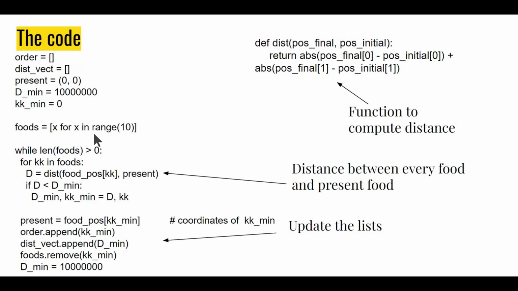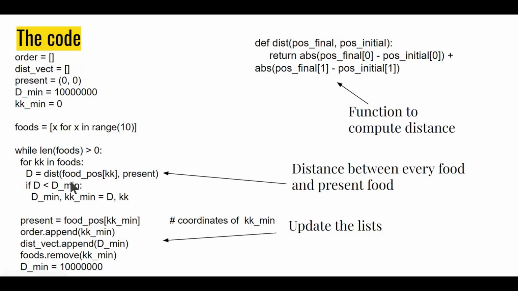Now, what I'm doing here is, like I said, I create a list called foods, which is exactly the same as the list of foods because that goes from 0 until 9. That's what this statement does. Now, I keep doing this while the list still has elements. So what I do is find the distance to every item in foods from the present item. Now, remember, when I start this algorithm, present is 0, 0. So I find the distance from every food item to the present position.